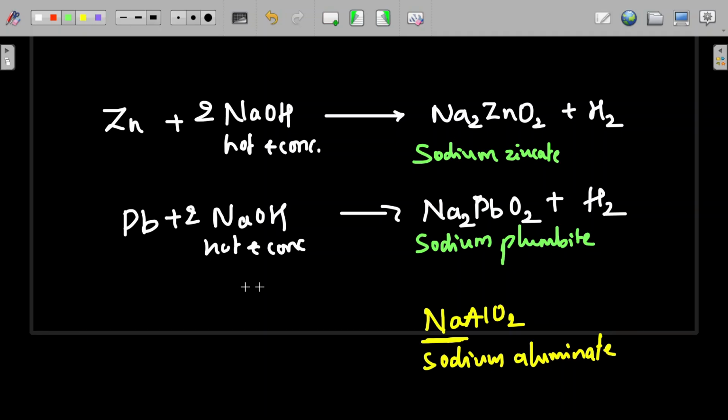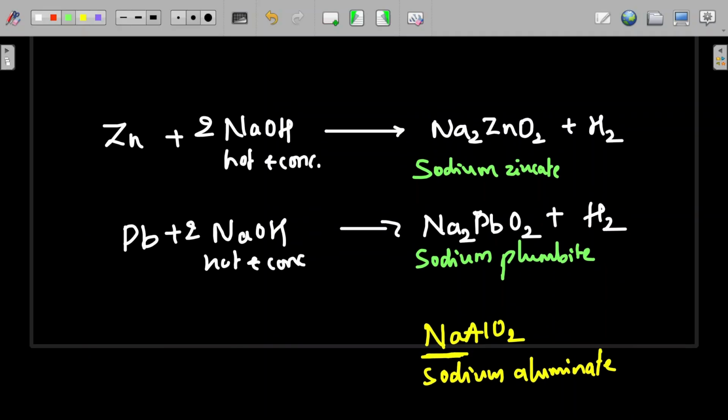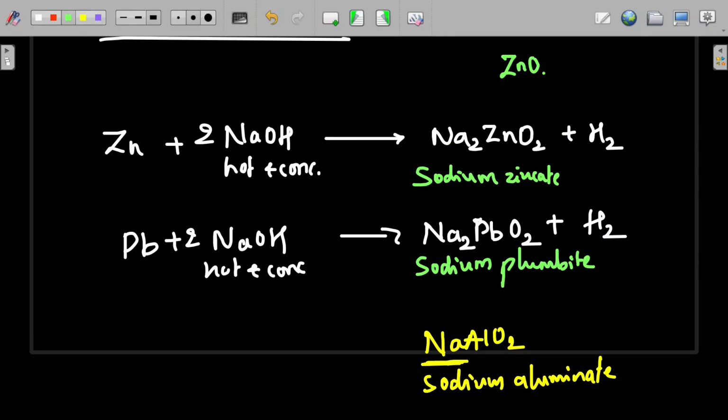Okay. How to know this? AlO2, ZnO2 minus 2. These are all anions which contain metals in them. This is the anion. We call it a zincate ion. So sometimes this question is also asked: name an anion which contains metal in it. So you can write zincate, you can write plumbite also, PbO2 minus 2.